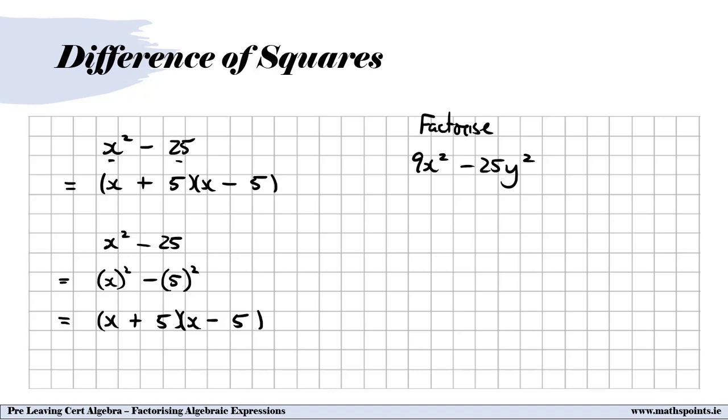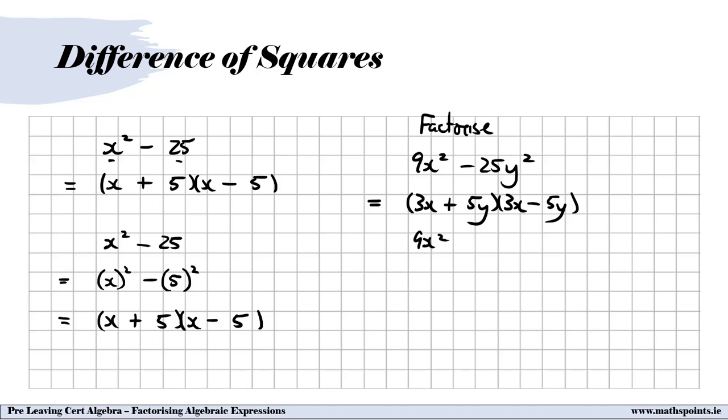So what we're going to do again is put an equals underneath and immediately put in two sets of brackets. So what's the term that's being squared to give 9x squared? Well, 3x by 3x is 9x squared, so 3x all squared is 9x squared. What's being squared to give 25y squared? Well, 5y multiplied by 5y, or 5y all squared, is 25y squared. And remember, the difference of two squares is always a plus and a minus.